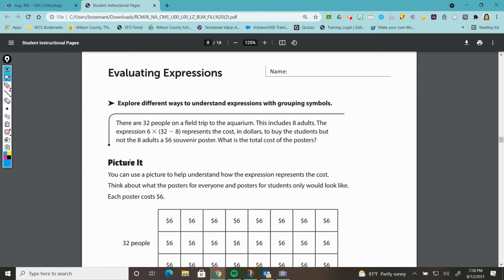For this lesson, we are going to continue with the same problem that we had in our previous session. It is right here at the top of this page. We are working with the expression in this problem of 6 times (32 minus 8). And we're going to look at some different ways that you can solve this problem, different ways that you can evaluate that expression so that we can look at the total cost of the posters.